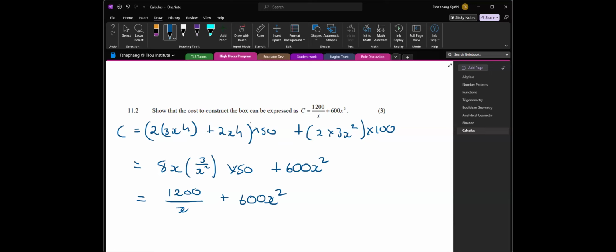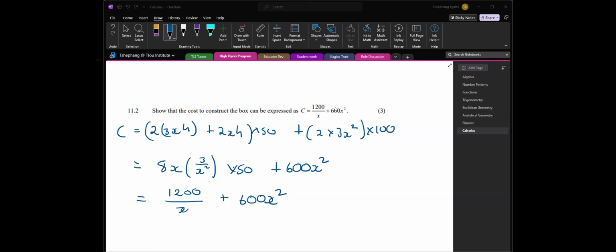Okay, not a problem. So show that the cost of the box can be expressed as c is equal to 1200 over x plus 600 x squared. What is the cost to construct? Remember, what we're constructing is the area. So we need a box. So we don't need the volume because inside the box, we need it to be empty so that we can put something inside at a later stage. All right?